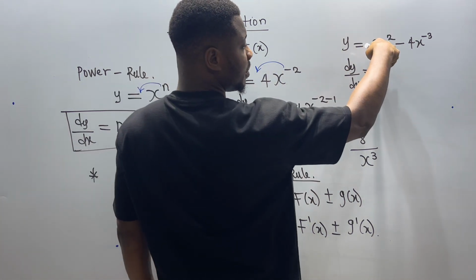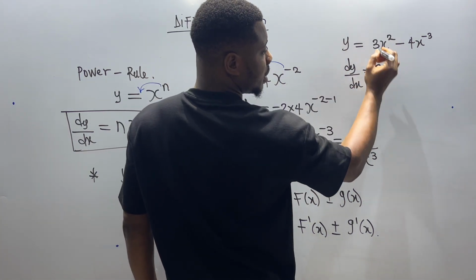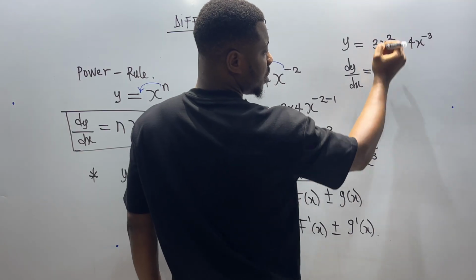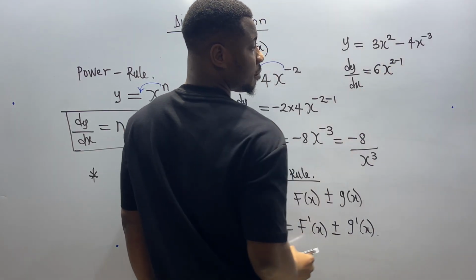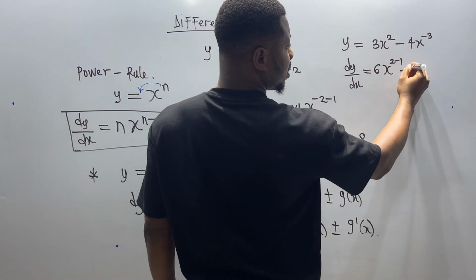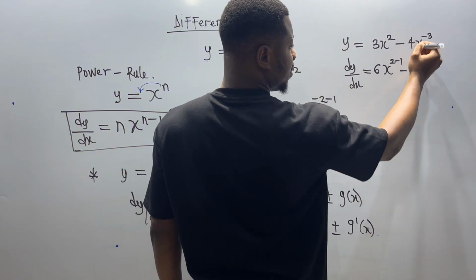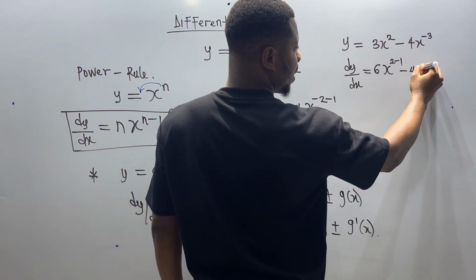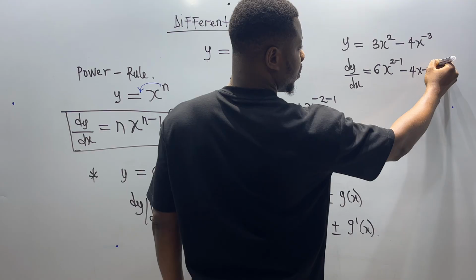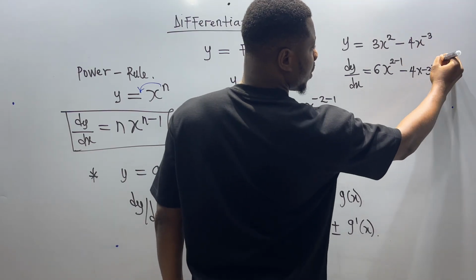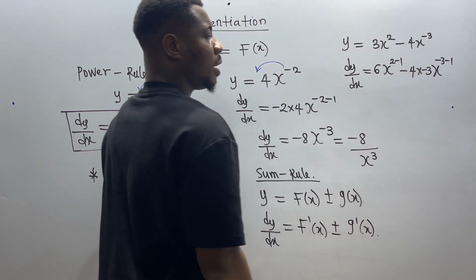2 comes down, 2 times 3 is 6. That is 6. Write this again, x. Remove 1 from the power, 2 minus 1. For this guy, this becomes negative 4 multiplied by negative 3. Then write what you have again, x. Remove 1 from the power, you have minus 3 minus 1.